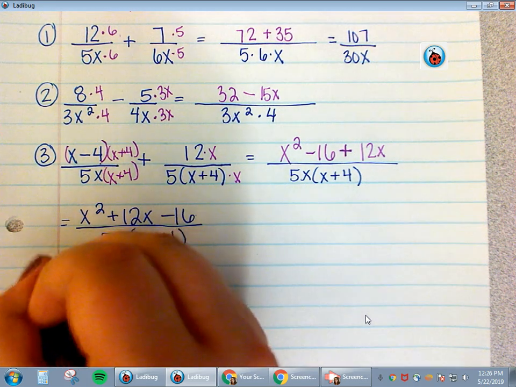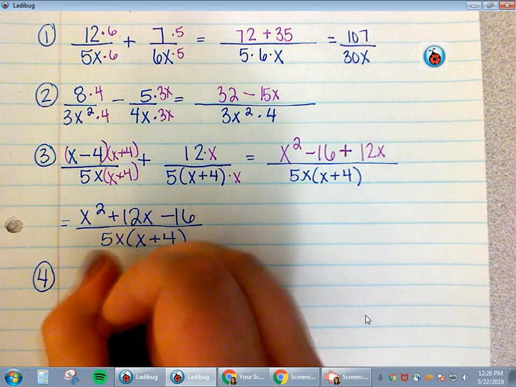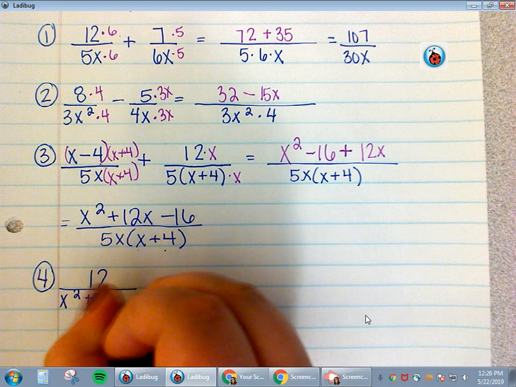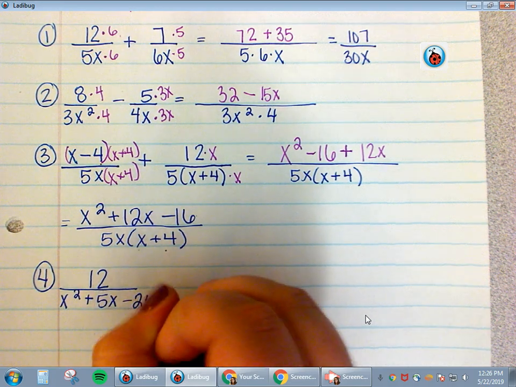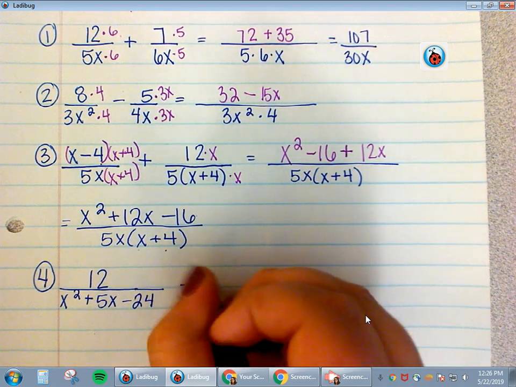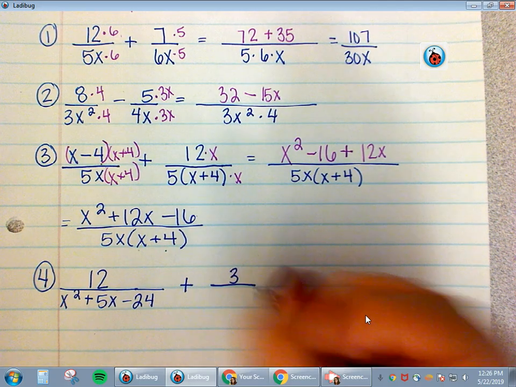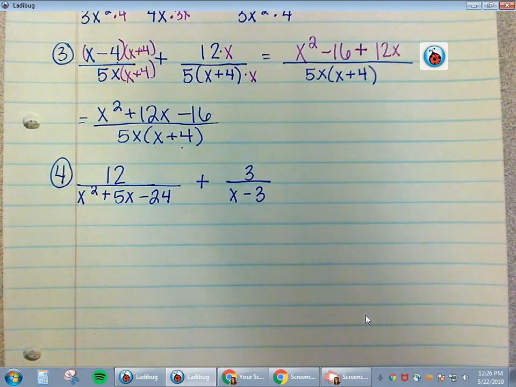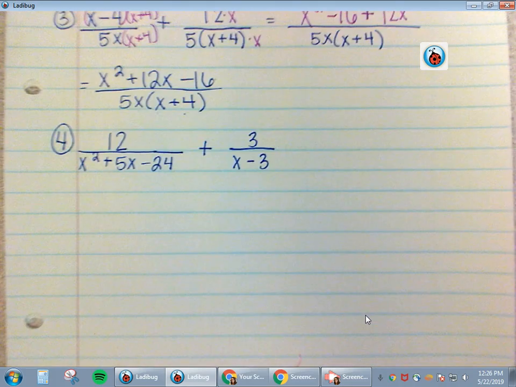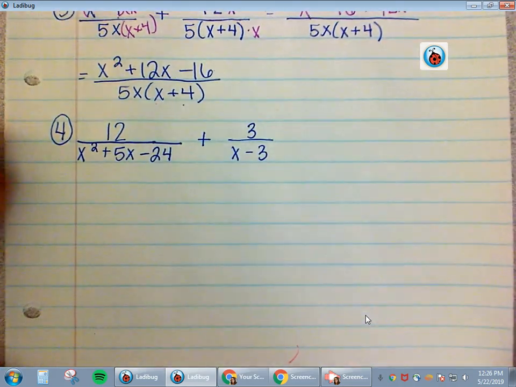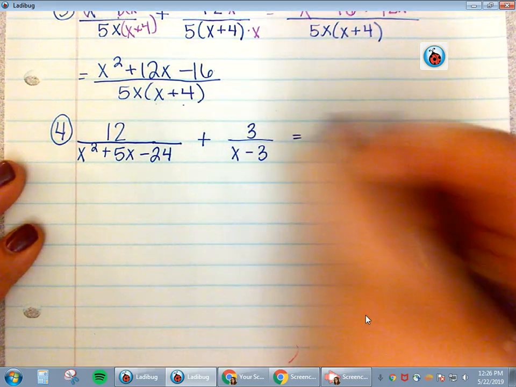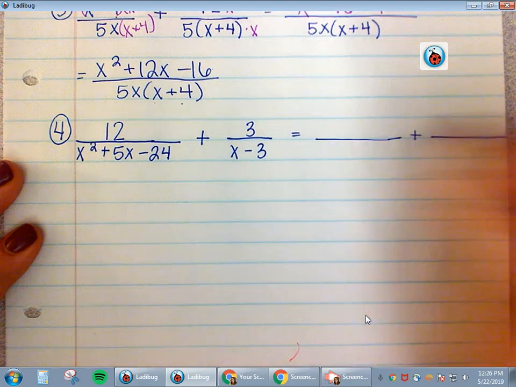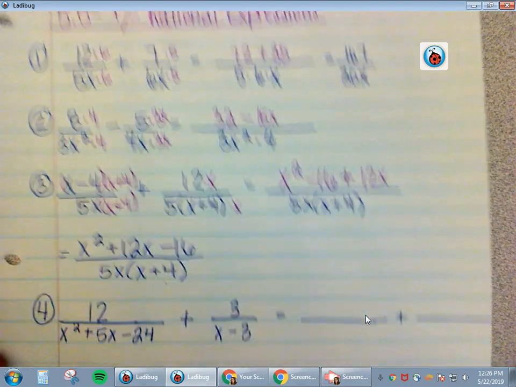Number 4. Say we had 12 over x squared plus 5x minus 24 plus 3 over x minus 3. So for this one, before we write our common denominator, we're going to factor top and bottom to make sure that that's all set, because the previous ones had already been done for us.